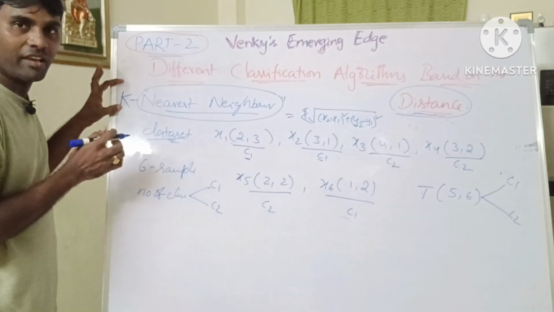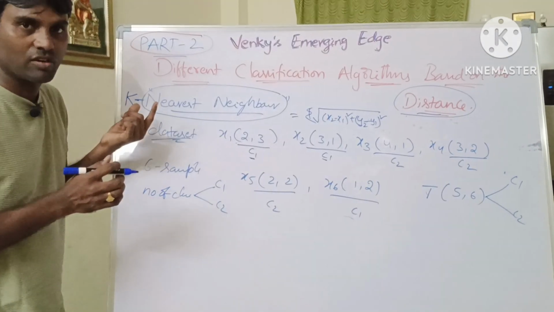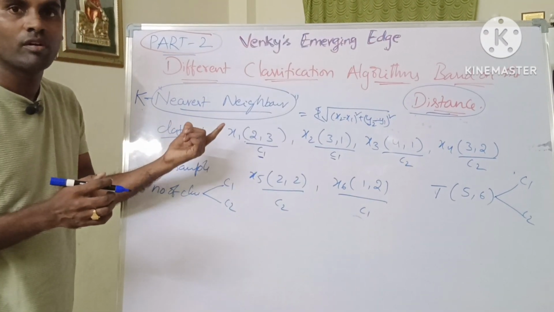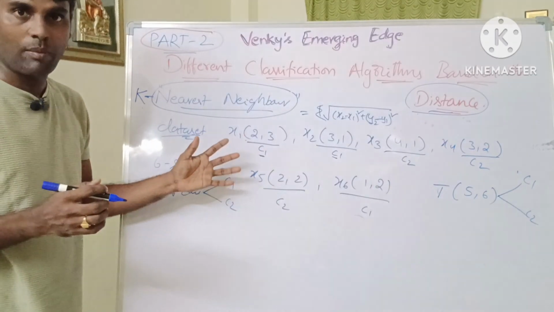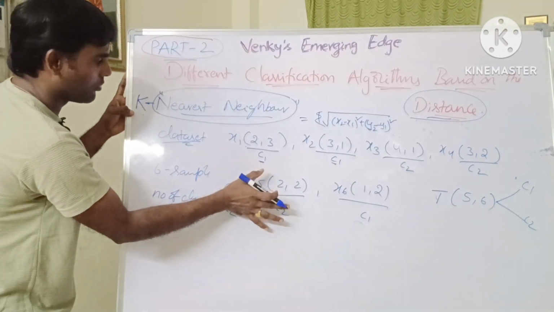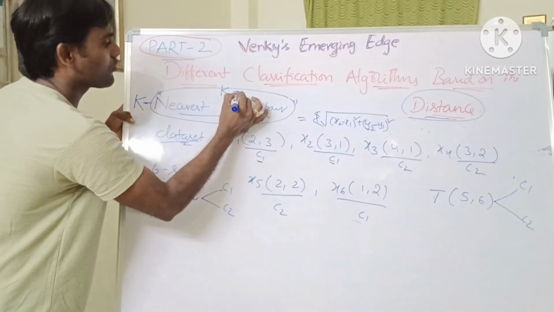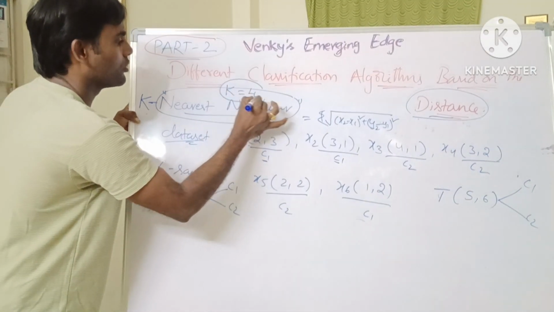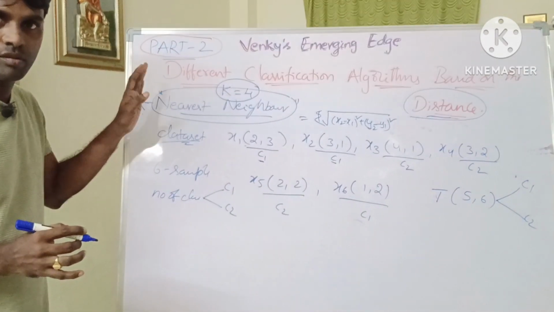The new name is K. K means a constant value. It is the number of samples we consider. The number of data items to be considered is K. For example, here we solve this problem. Here consider K equal to 4. K equal to 4. Is it clear?